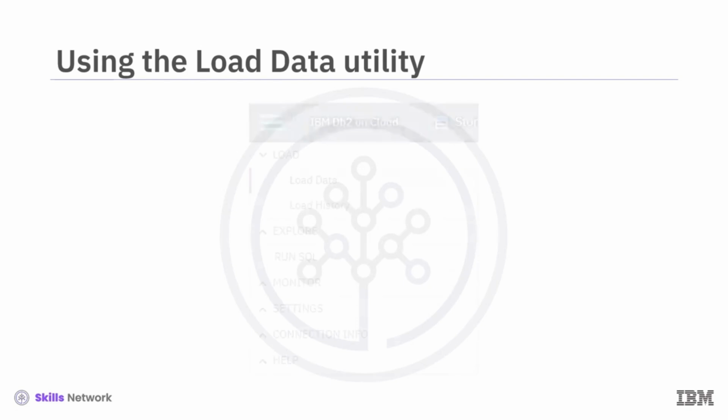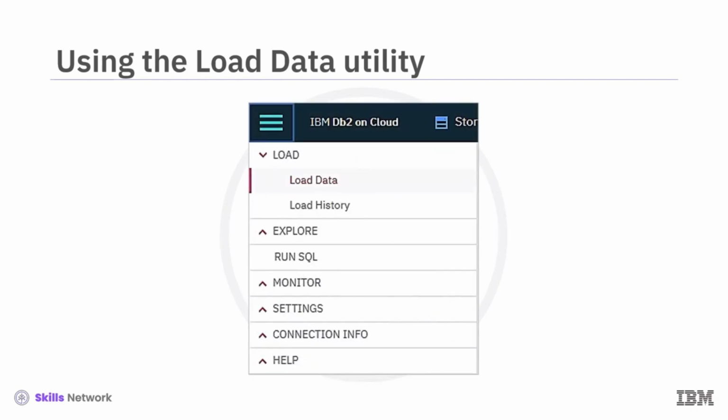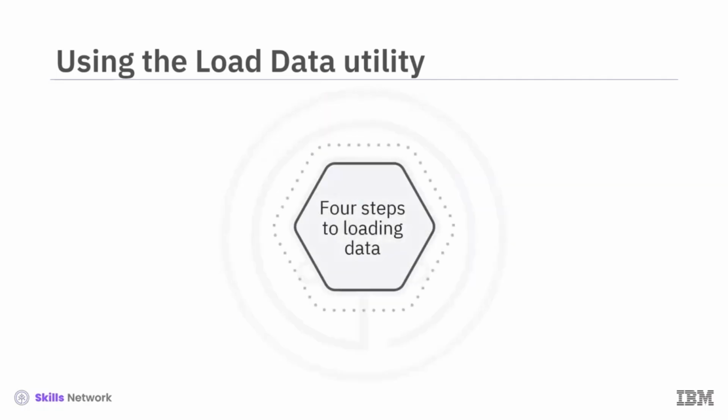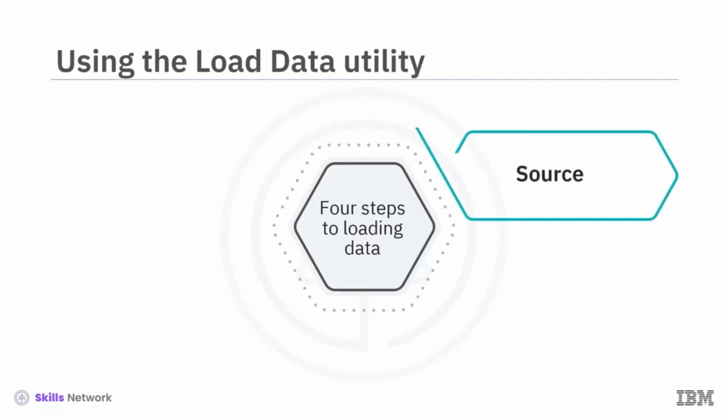So let's look at an example of how to load data into a table from a CSV file using the DB2 Web Console. To begin loading data, in the Web Console, open the 3-bar menu, and in the Load section, click Load Data. You then follow a series of 4 steps to define how to load your source data into your target tables. First, identify the type and location of your source data.